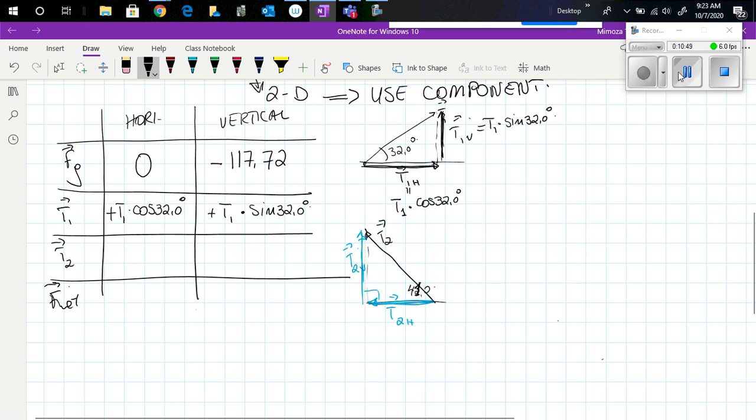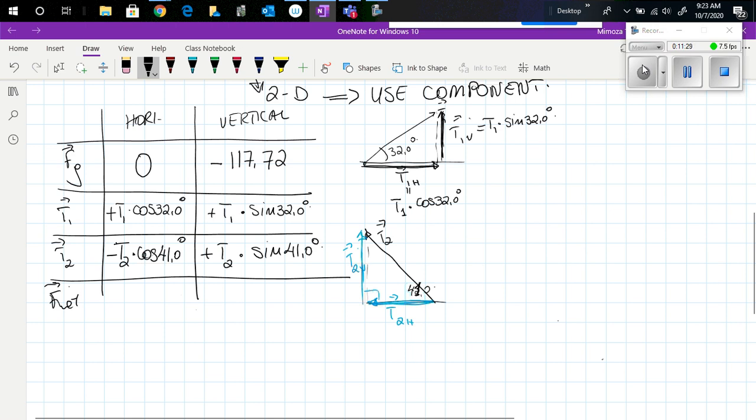Are you listening to me? When we are finding T2, we will use cosine. But since it is in the west direction, that means it is negative. So the T2 horizontal component will be negative T2 times cosine 41 degrees. And the vertical component, since it's going north, will be positive T2 times sine 41 degrees.